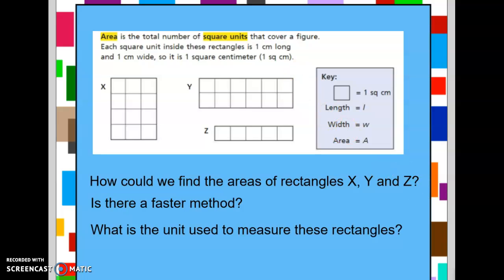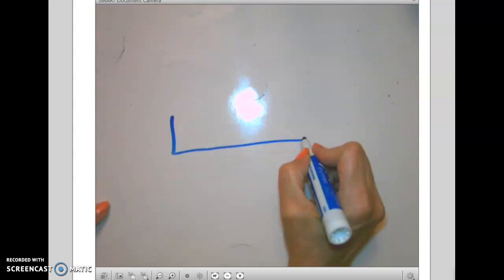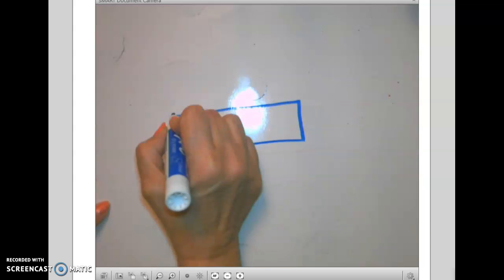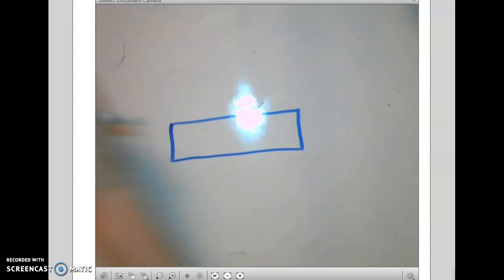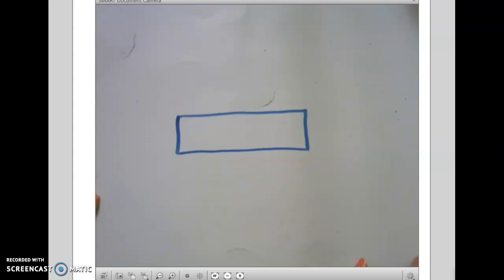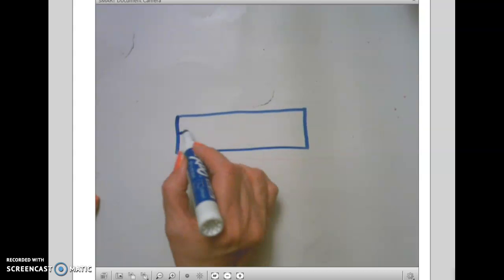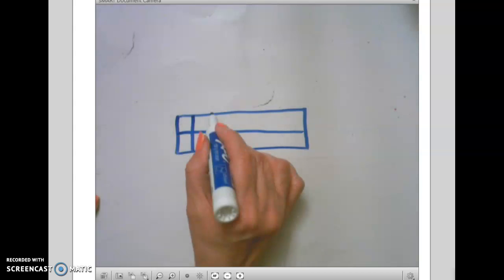Let me show you a picture of a rectangle. If I have a rectangle that they said was 2 by 6, and what if they don't, I'm going to turn that light off, that's giving me a glare. What if they don't divide it up for you like this? What if they don't give you all your nice squares inside of there?